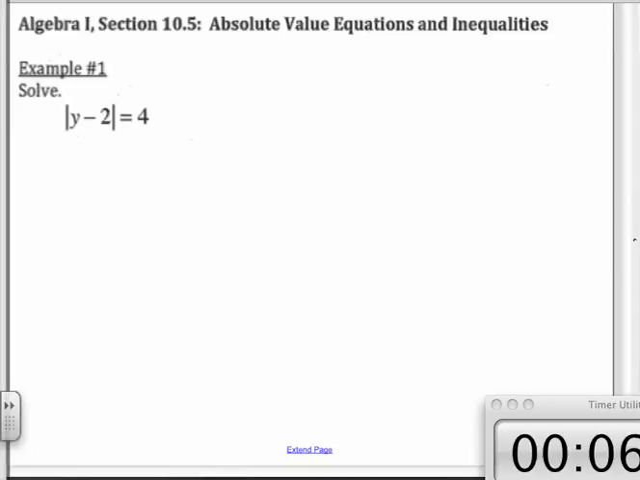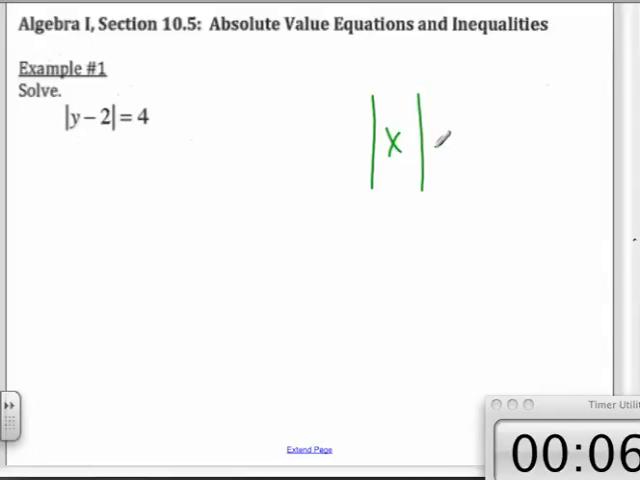Now, guys, you'll remember that if the absolute value of x is equal to 3, that means that whatever's inside here is 3 units from 0, because that's what absolute value means. So I know that x can be either positive 3 or negative 3. Both of those numbers are 3 units from 0.